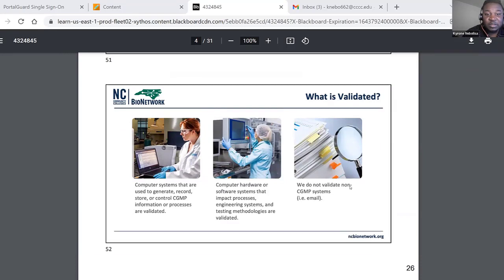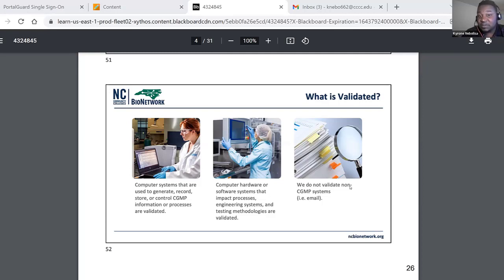This gives you another overview of what is validated. So as we said earlier, computer systems that are used to generate records, store or control GMP information or processes are validated. So these include, like I said, your batch records, any document used to record data. These are generally validated. Also, computer hardware or software systems that impact processes, engineering systems, and testing methodologies are validated.